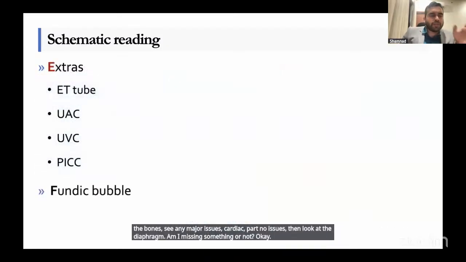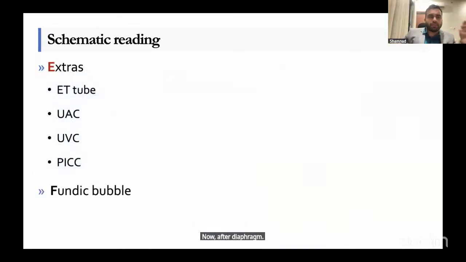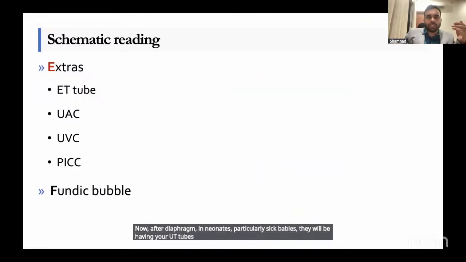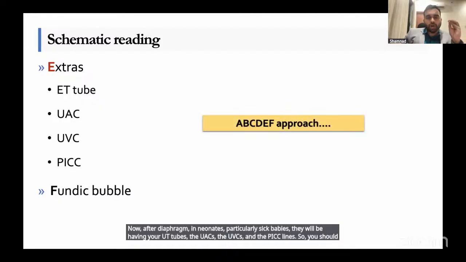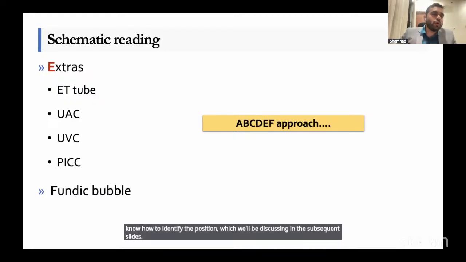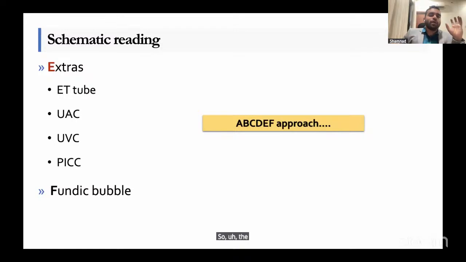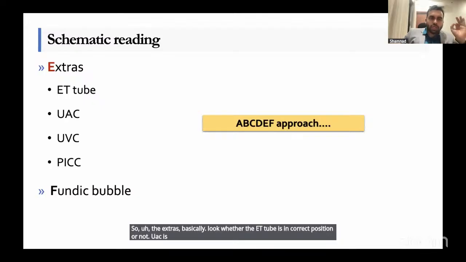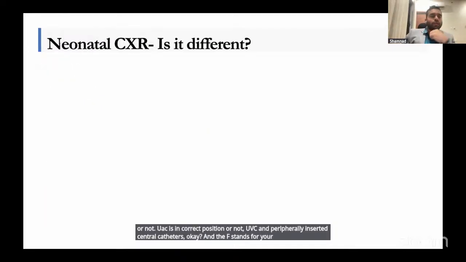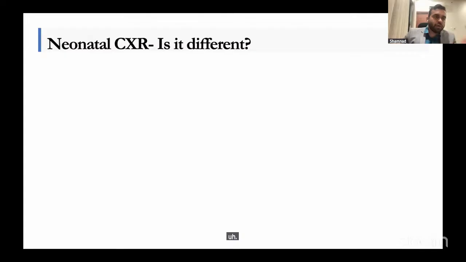Okay. Now, after diaphragm, in neonates, particularly sick babies, they will be having your ET tubes, the UACs, the UVCs, and the PICC lines. So you should know how to identify the position, which we'll be discussing in the subsequent slides. So the extras basically: look whether the ET tube is in correct position or not, UAC is in correct position or not, UVC, and peripherally inserted central catheters. Okay, and the F stands for your fundic bubble, particularly helpful in cases of your TEF and all.